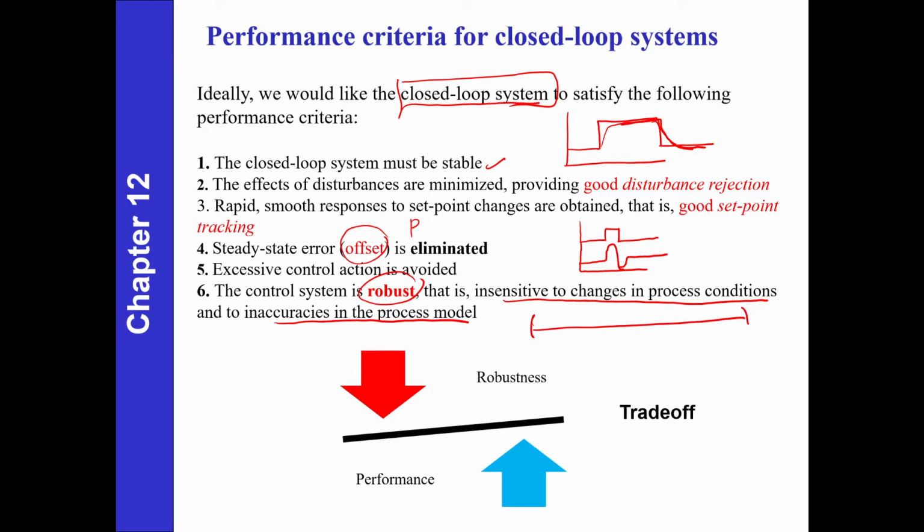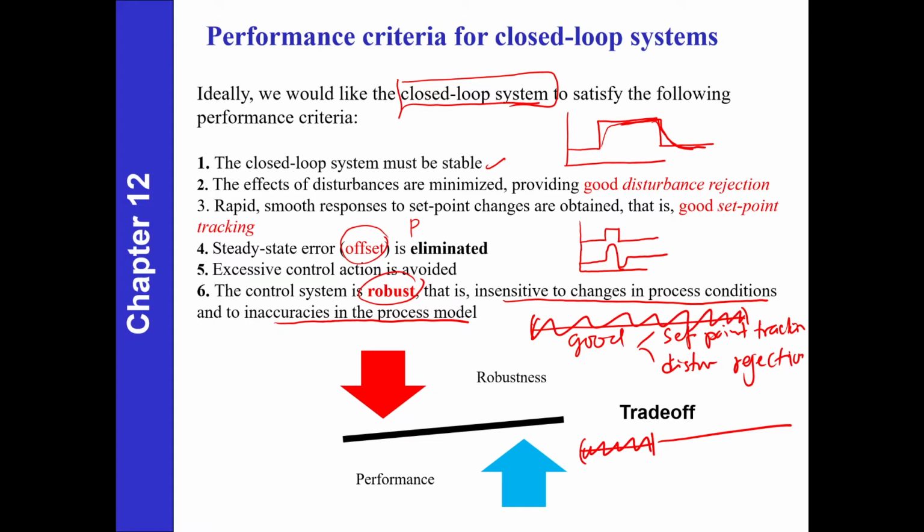Okay, this is good set point tracking, and good disturbance rejection. Okay, good set point tracking and good disturbance rejection. This one compared to only this one. The good thing only here compared to the good thing within this operating condition. So this one is robust. Okay, a good thing at a wide operating condition.